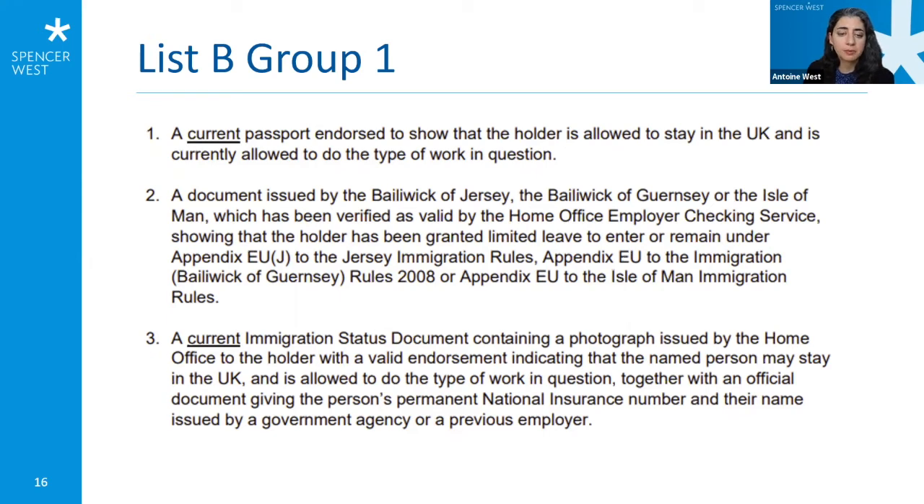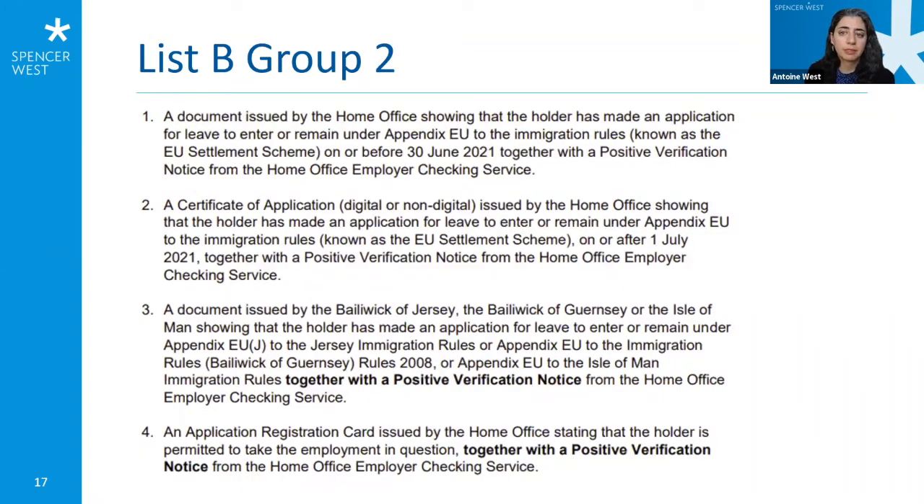Okay, let's talk about list B group 2. Okay, so list B group 2 is that special category of document where you need to use the employer checking service. It is quite a straightforward online process where you submit details of the individual and of the documentation they've provided or their circumstances, as the case may be, and request verification of their right to work in the UK. Now, one thing I will say is that the employer checking service says that their turnaround time is 5 working days. In fact, it can take much, much longer. Also, they're not very good at the nuances.